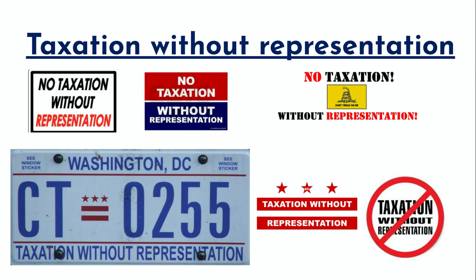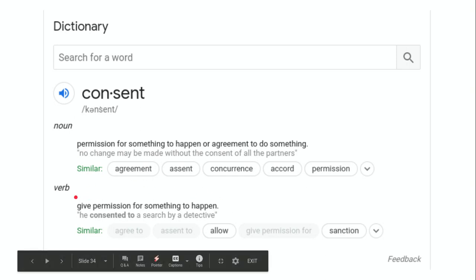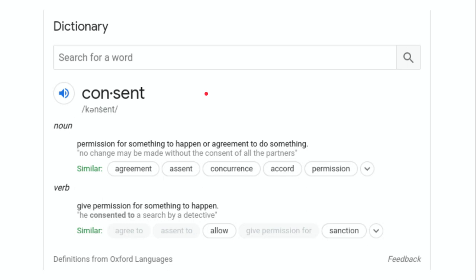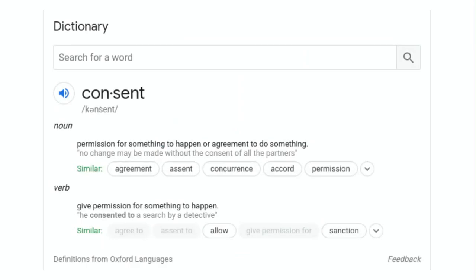All right, taxation without representation becomes the rallying cry, which it still is today in DC. We'll talk about that later, but it all boils down to consent. Consent is an important word. Make a note somewhere if you don't know what it means. It basically means to give permission for something to happen. And the idea here is that the colonies believed in the British Constitution, that they could only be taxed if they gave their consent to be taxed. You have to give your consent for a government to tax you.